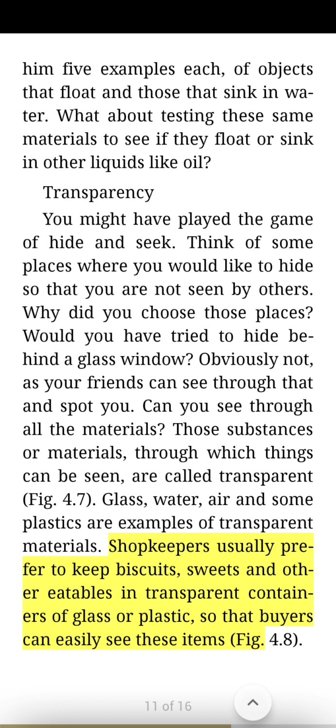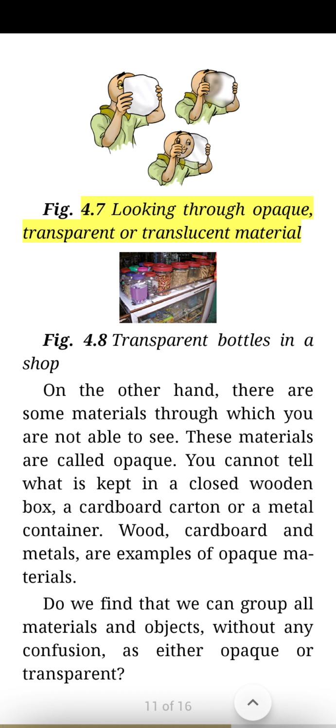Shopkeepers usually prefer to keep biscuits, sweets and other eatables in transparent containers of glass or plastic, so that buyers can easily see these items. Fig. 4.8. Fig. 4.7. Looking through opaque, transparent or translucent material. Fig. 4.8. Transparent bottles in a shop. On the other hand, there are some materials through which you are not able to see.